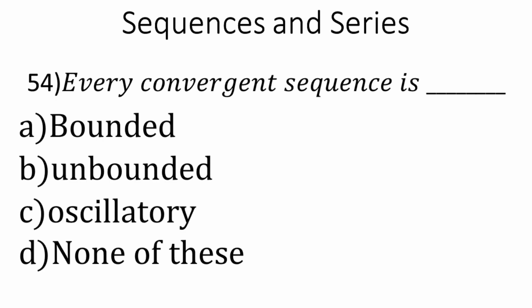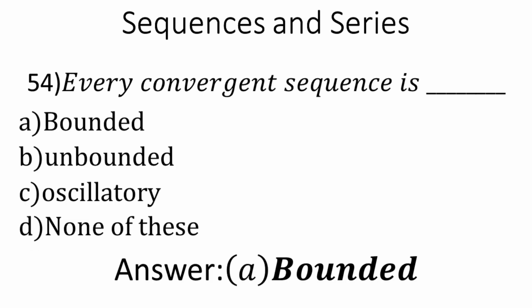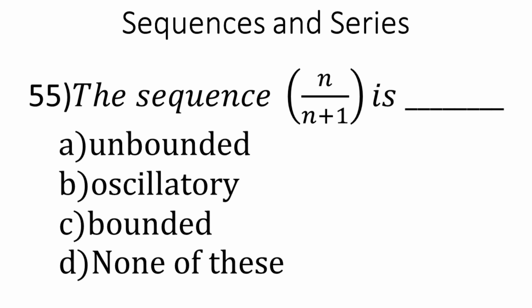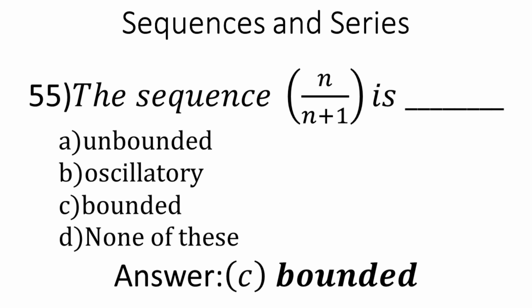Question number 54. Every convergent sequence is bounded. Option A is the correct answer. Question number 55. The sequence n by n plus 1 is dash. So here option C is the correct one. Since it has LUB and GLB, and therefore sequence n by n plus 1 is bounded.